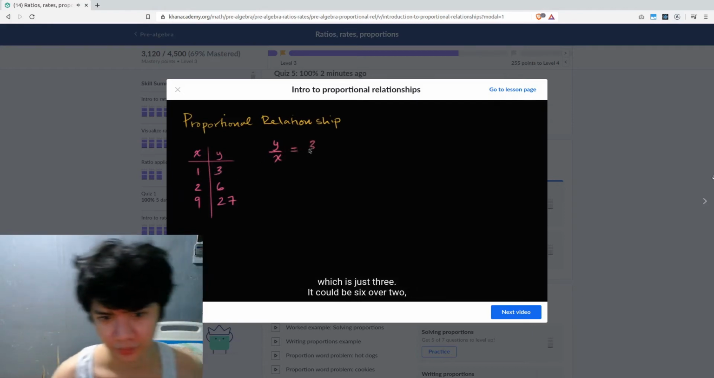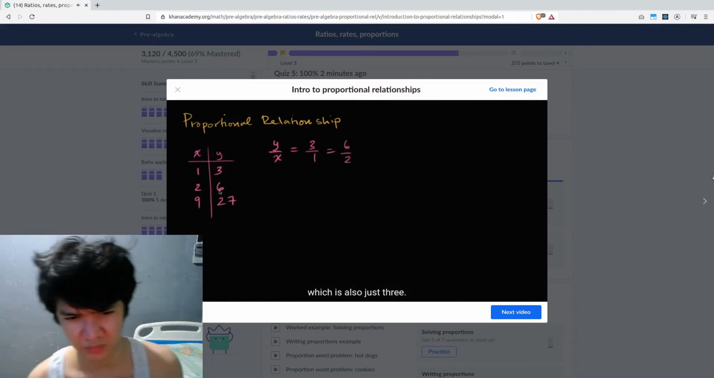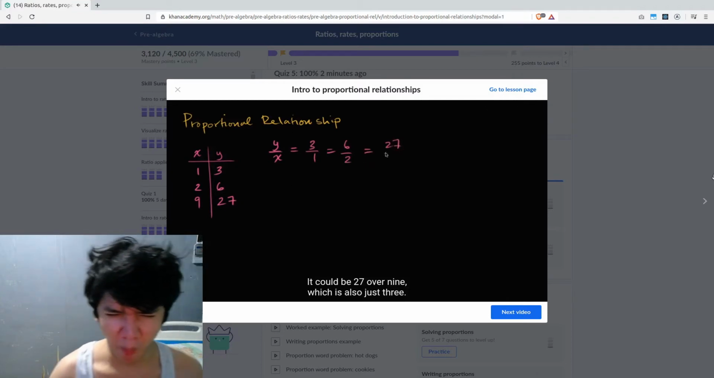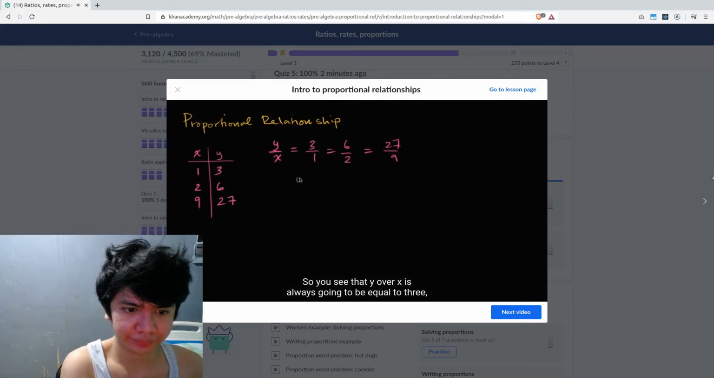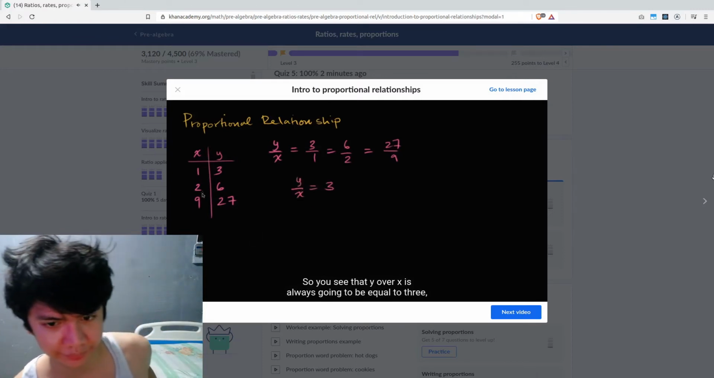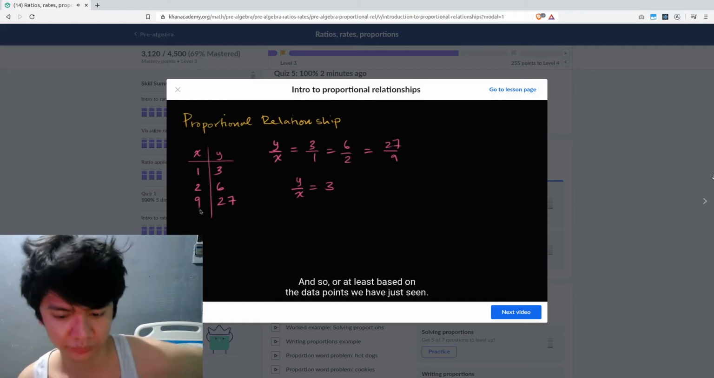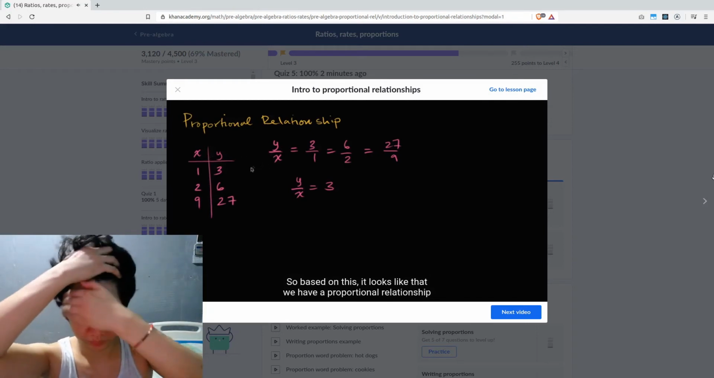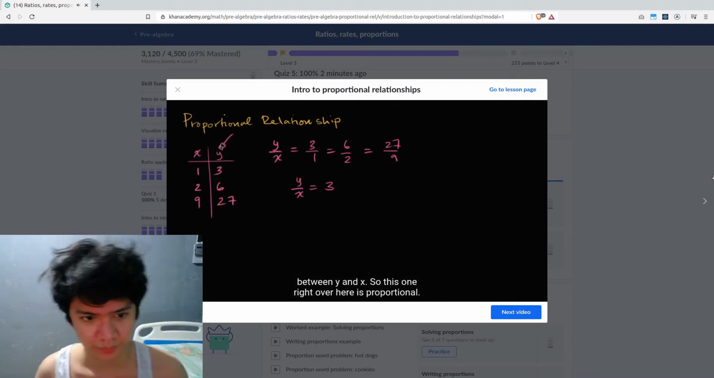So for example, when we say the ratio y over x, this is always equal to 3 over 1, which is just 3. It could be 6 over 2, which is also just 3. It could be 27 over 9, which is also just 3. So you see that y over x is always going to be equal to 3, at least in this table right over here. And so in these data points we've just seen, it looks like we have a proportional relationship between y and x. So this one right over here is proportional.